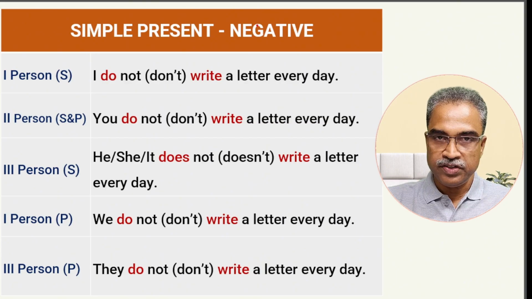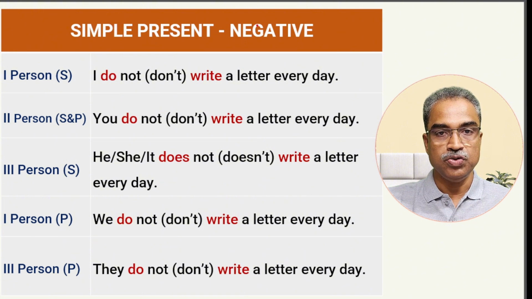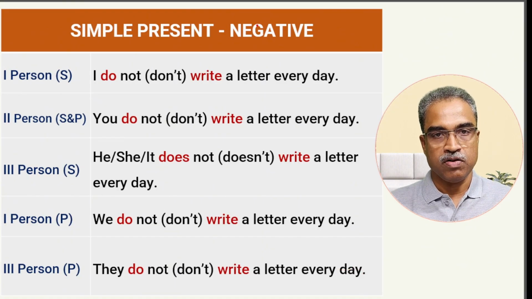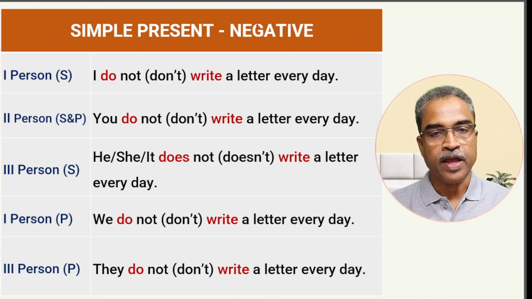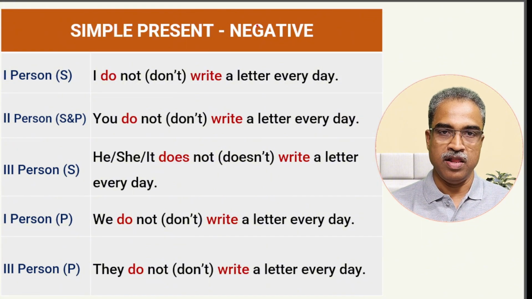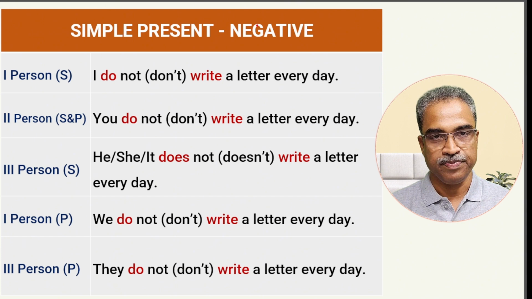So in the affirmative we saw I write a letter. Now here the negative form is I do not write a letter every day. So I write, I do not write. Now this do not could be contracted. The contracted form is don't. Do plus not is don't. So you could also say, I don't write a letter. I don't play every day. I don't study very well. I do not like to eat ice cream. So these are the ways you make negative sentences.